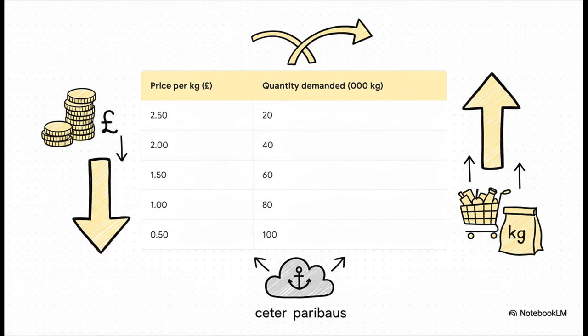It's also based on a principle called ceteris paribus. It's a Latin phrase, but all it means is all other things being equal. We're just assuming for now that only the price is changing, so we can see its effect clearly. We'll get to what happens when other things change in just a moment.